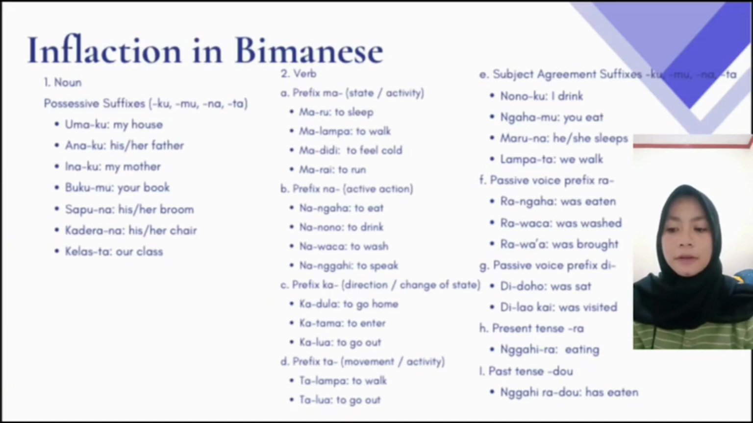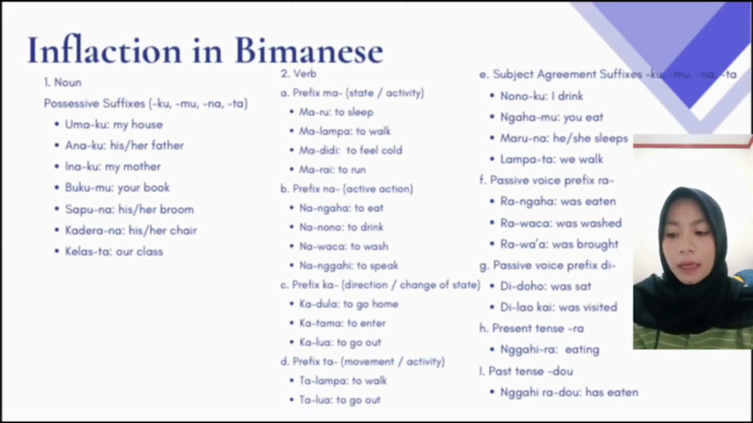And then the second is verb inflection, or verb prefixes. Verbs in the Bima language are often inflected using prefixes that express state, action, direction, or movement. The first is prefix ma. The prefix ma is used to indicate a state, condition, or general activity. For example, maru means to sleep, and malampa means to walk. This prefix is commonly used for intransitive verbs, or actions that do not require an object.